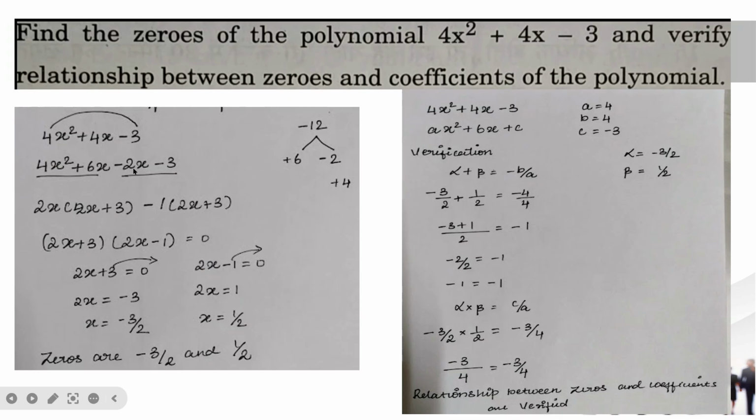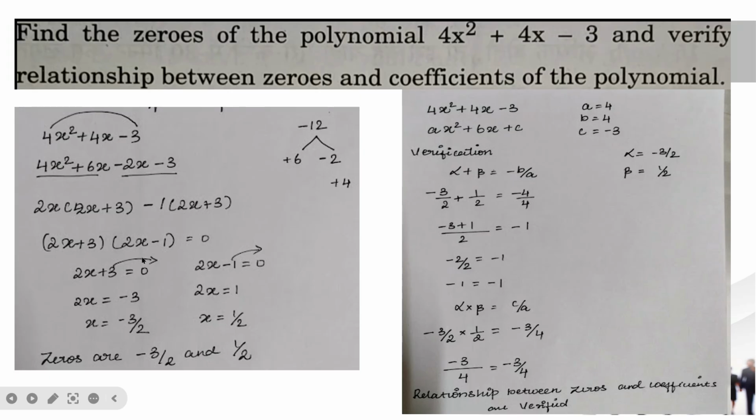Here we couldn't take anything in common, but here we have everything positive, right? But here it is negative, so I'm taking minus 1 as common and writing this. Whatever was negative will become positive, whatever was positive will become negative. So the common factor is 2x plus 3 and the outside is 2x minus 1. 2x plus 3, 2x minus 1, equal to 0 you keep. Okay. So 2x plus 3 equal to 0, 2x minus 1 equal to 0.